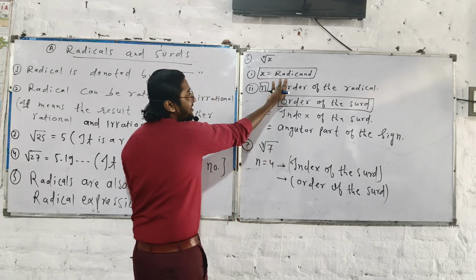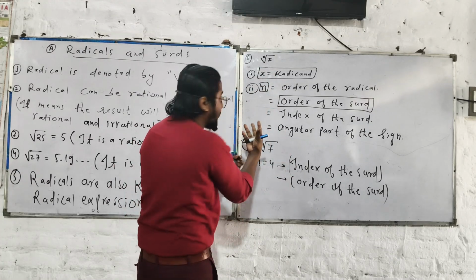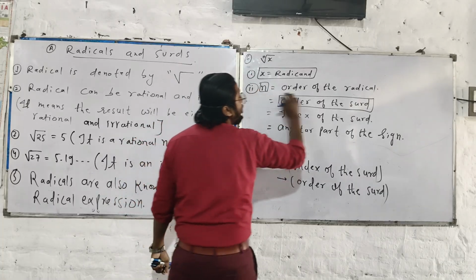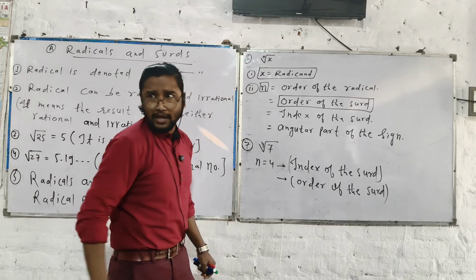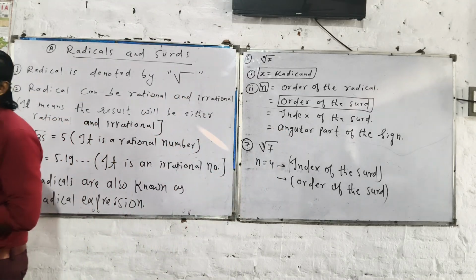So now, x equal to radical. The number inside is called the radical. And what is the n here? N is the order of the radical, or order of the surd, index of the surd, and the angular part of the sign. I hope you understood that. Tell me about the n.